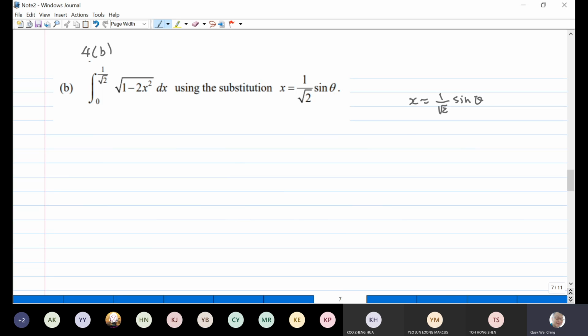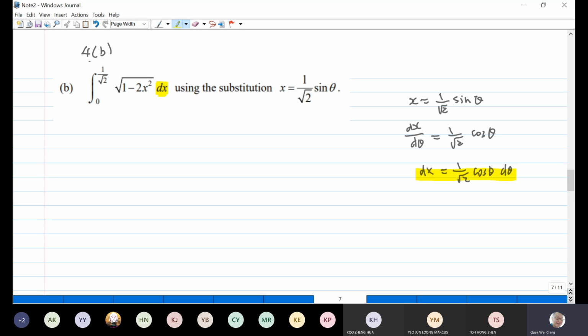So what is dx/d theta now? It's 1 over square root 2. Differentiate sine, equals cosine theta. So your dx is actually 1 over square root 2 cosine theta d theta. This is your dx here, which you will need.